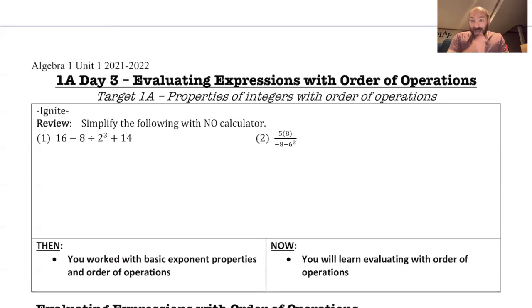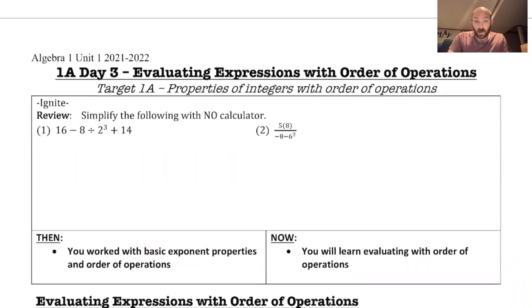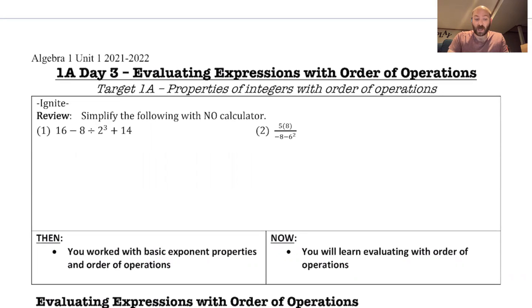Today we're going to be talking about 1A Day 3, evaluating expressions with order of operations. Okay, got a couple of Ignite problems. I'm going to let you try those on your own. So go ahead. I'm going to just pause it right now for myself, and I'll have the final answers on there with the work, but I want you to just give it a quick shot on your own. Okay, and we'll bring it back in a little bit.